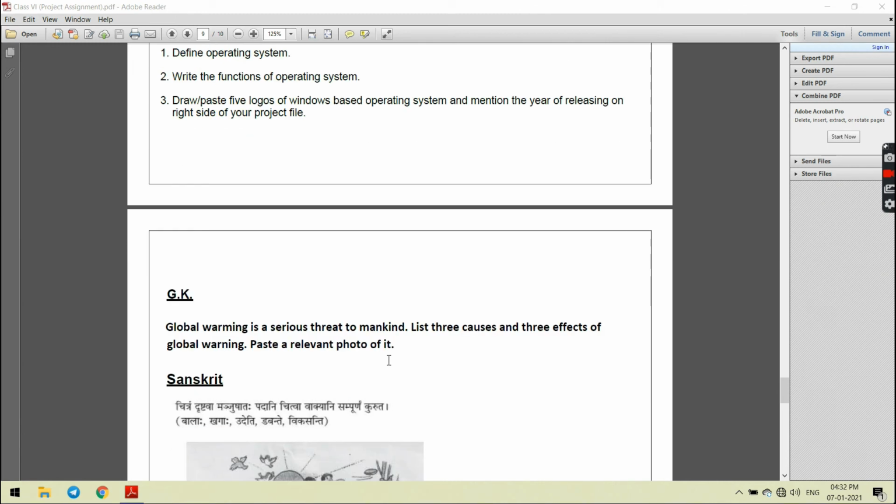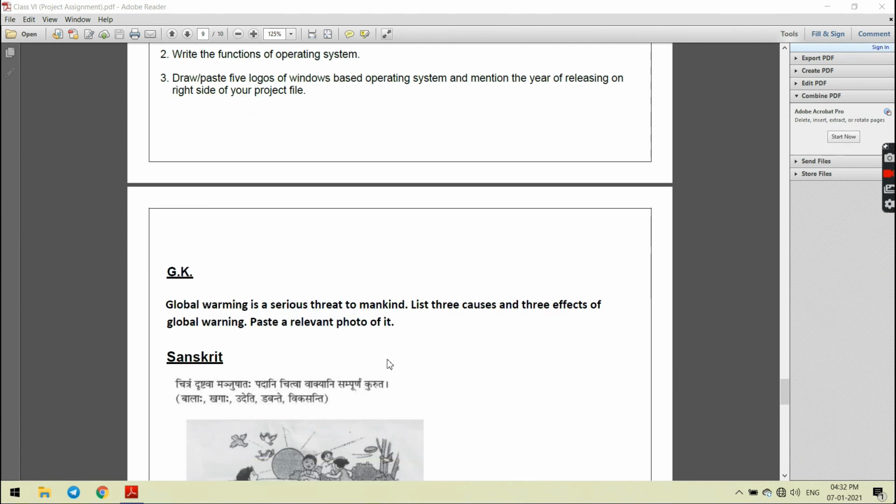Now we are coming to general knowledge. The topic is global warming is a serious threat to mankind. List 3 causes and 3 effects of global warming. Paste a relevant photo of it. So you will paste a relevant photo on the left side of your project copy and you will write the rest of the topic on the right side of your project copy.